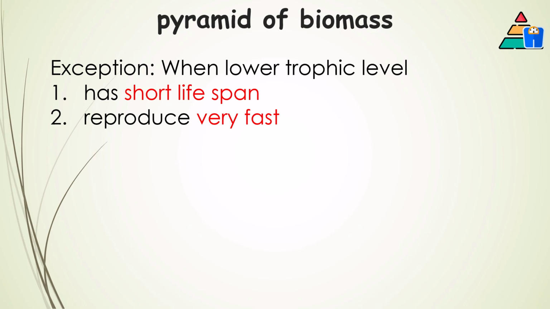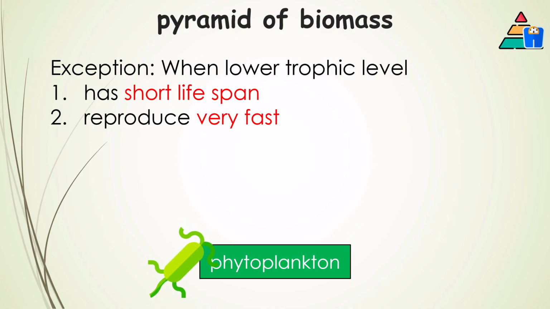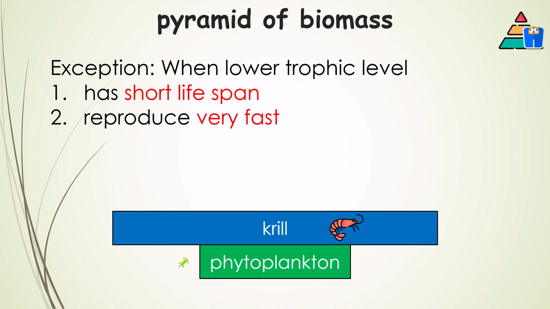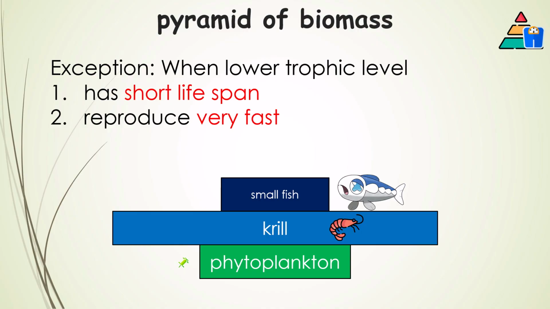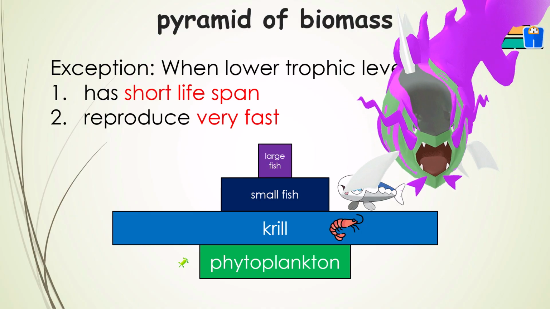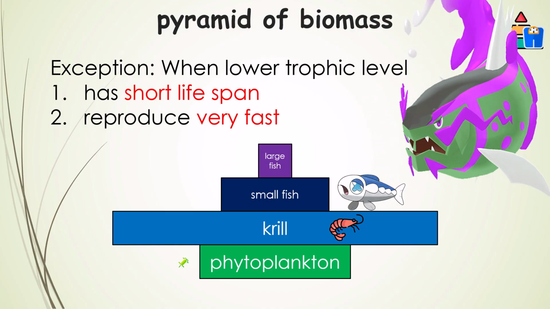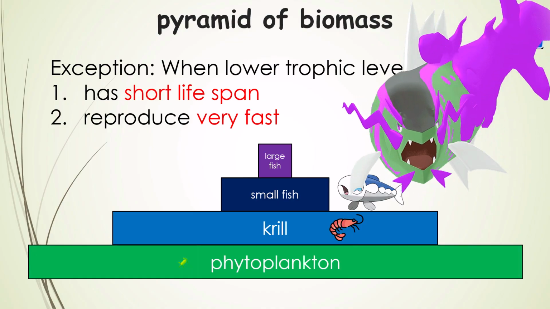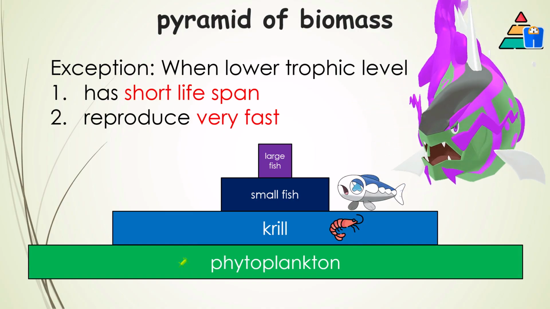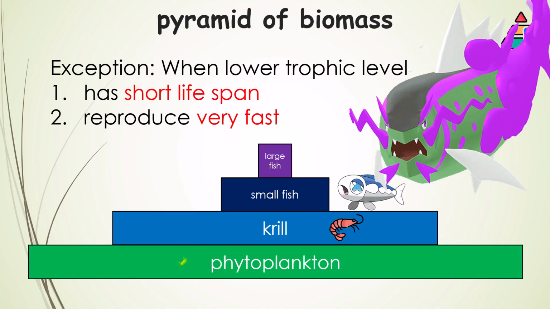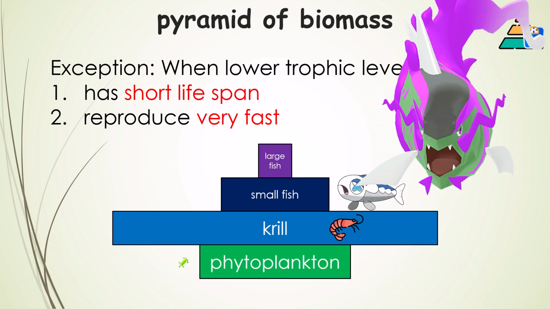An example of this is phytoplankton, which are a group of single-celled organisms that are able to photosynthesize to produce their own food. They are eaten by krill, which are then eaten by small fish, which in turn are eaten by large fish. Phytoplankton reproduce very rapidly and are able to replenish their population quickly. But before long, they are in the stomachs of krill and the cycle continues.